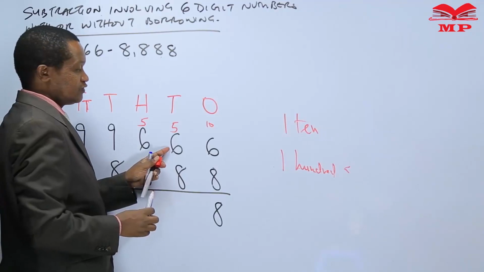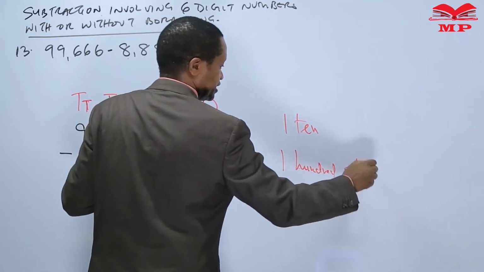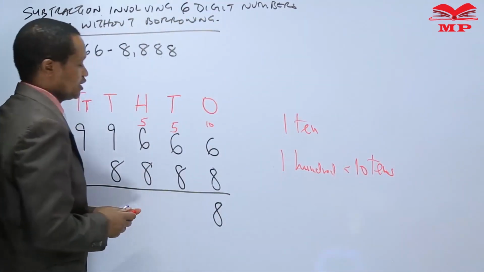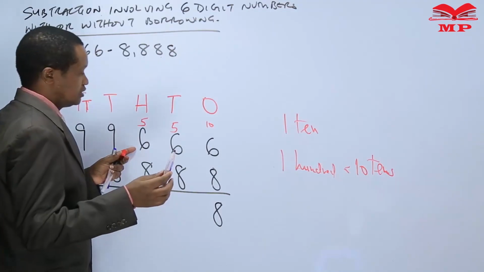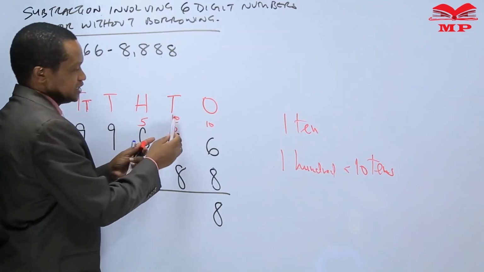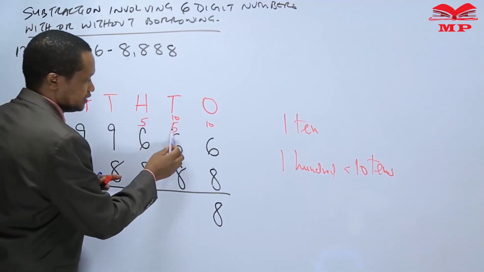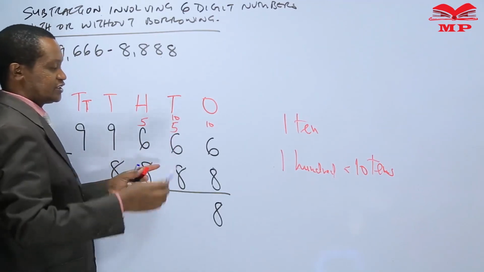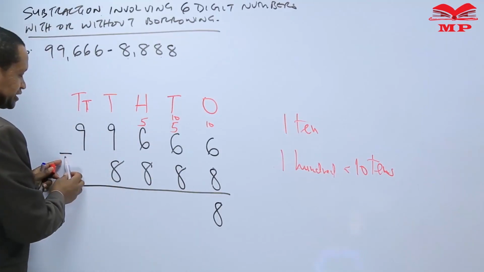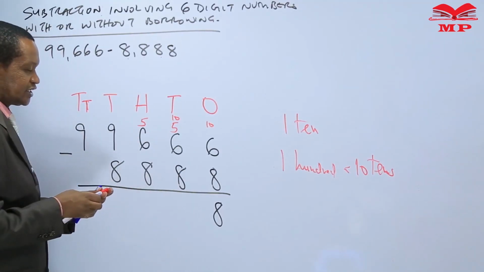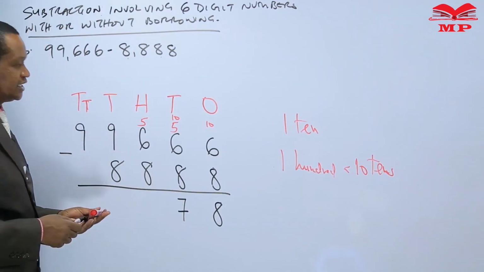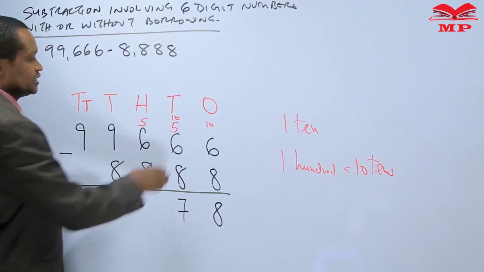When you move 100 to the place value of tens, it will be equal to 10 tens. So here we have borrowed 100, which is equal to 10 tens. When we come to tens, we have 10 tens plus 5 tens, giving us 15 tens. 15 tens minus 8 tens gives us 7 tens. We have subtracted the tens.